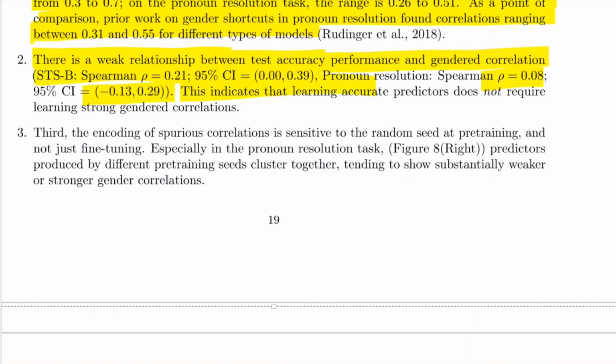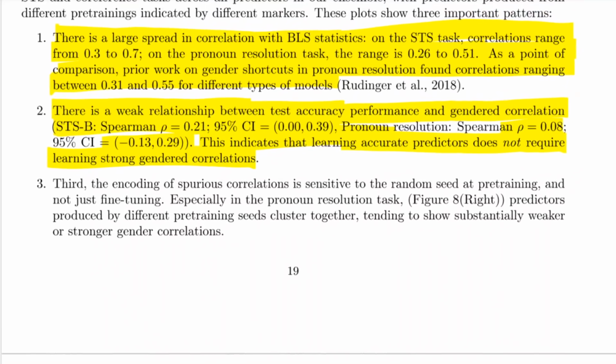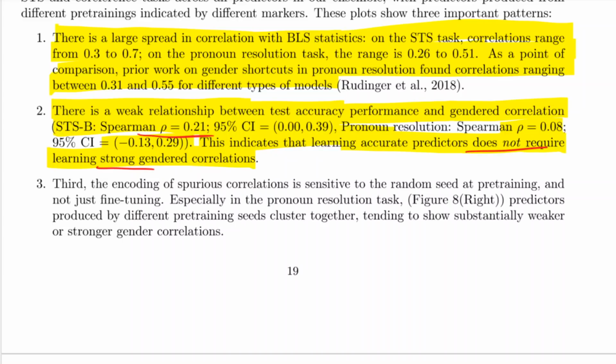They say this indicates that learning accurate predictors does not require learning strong gendered correlations, which is a statement you can make, though I would say such an overparameterized, underspecified model will probably pick up this feature here fairly often, since the correlation is there, right? But they are right, it does not require strong correlations. Okay.